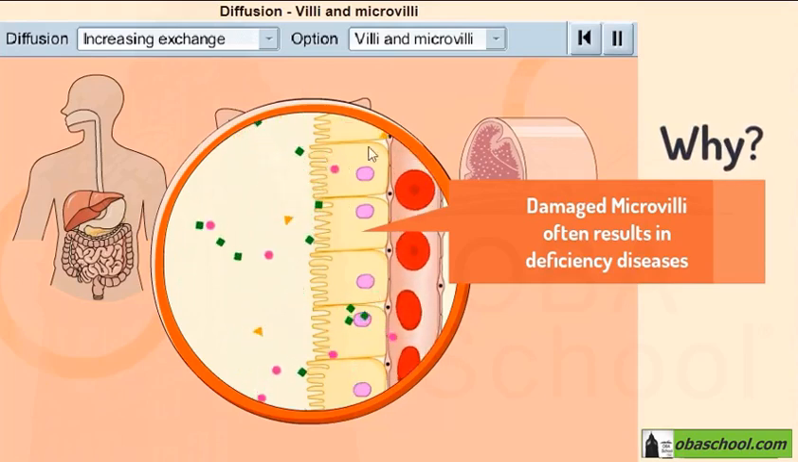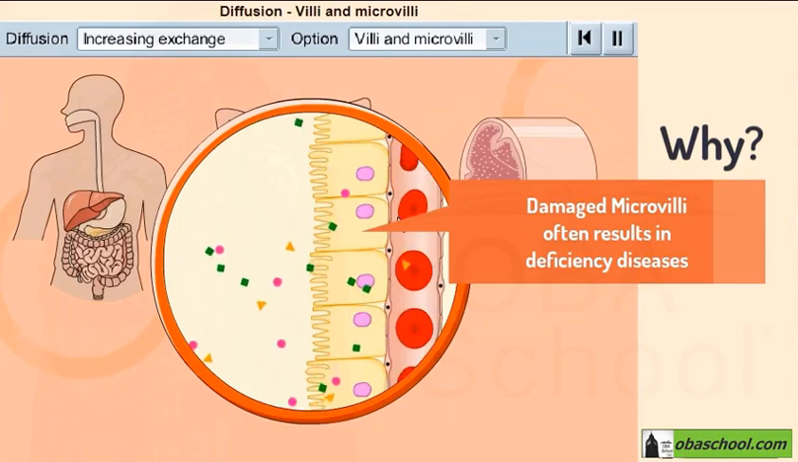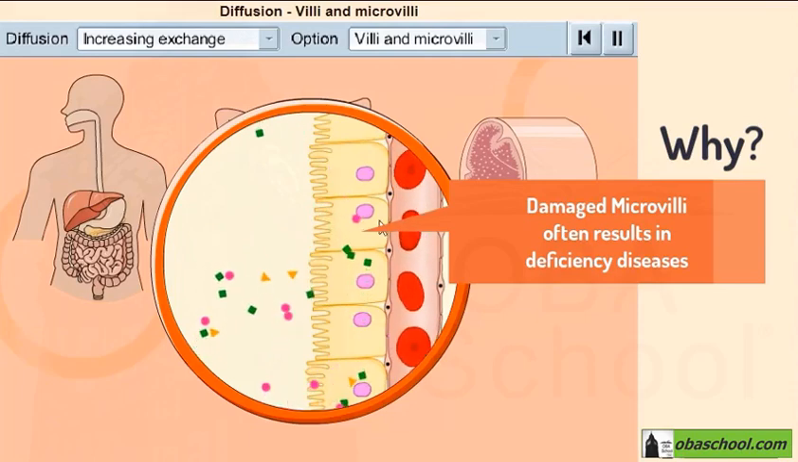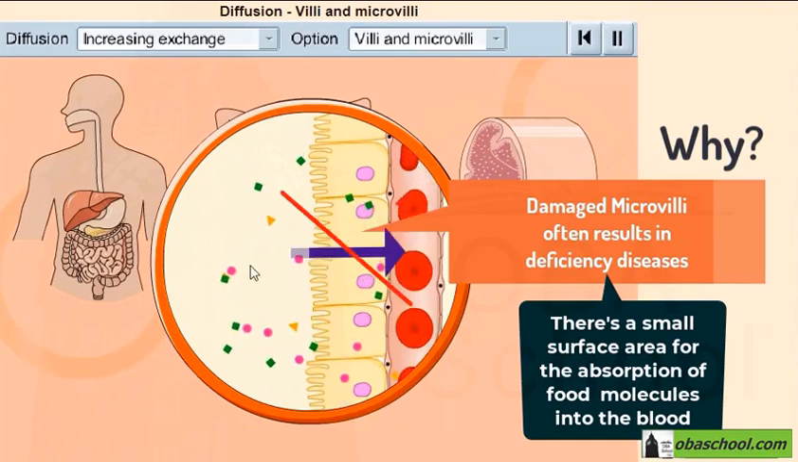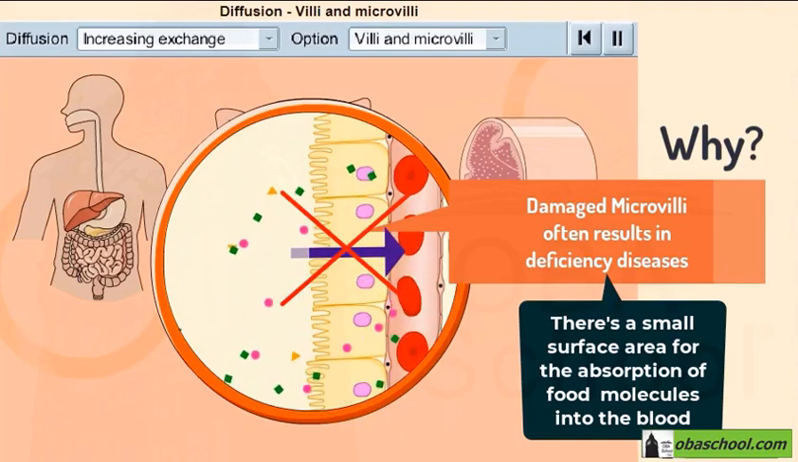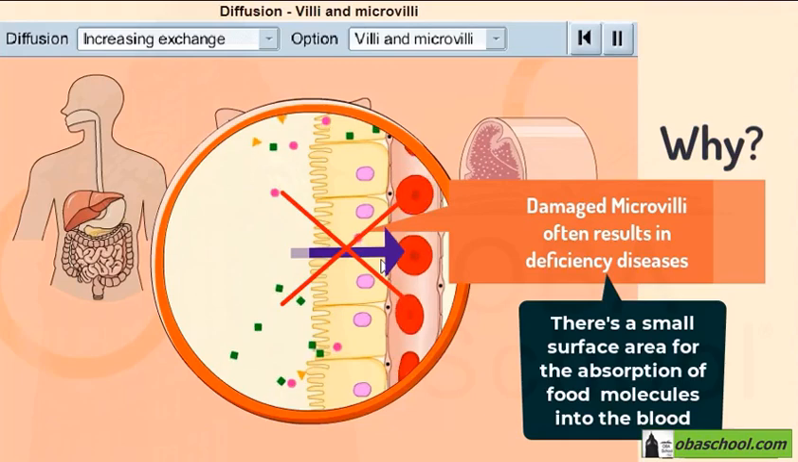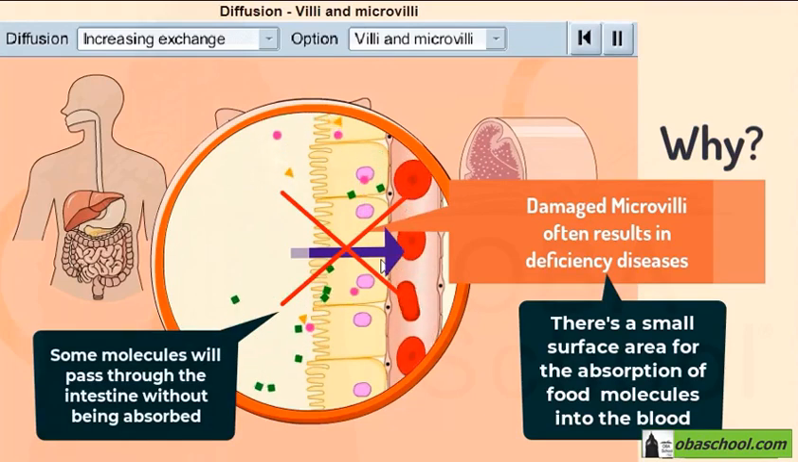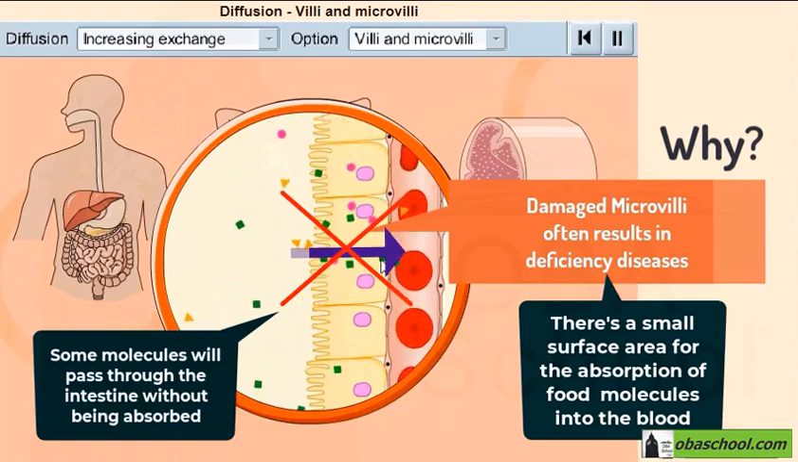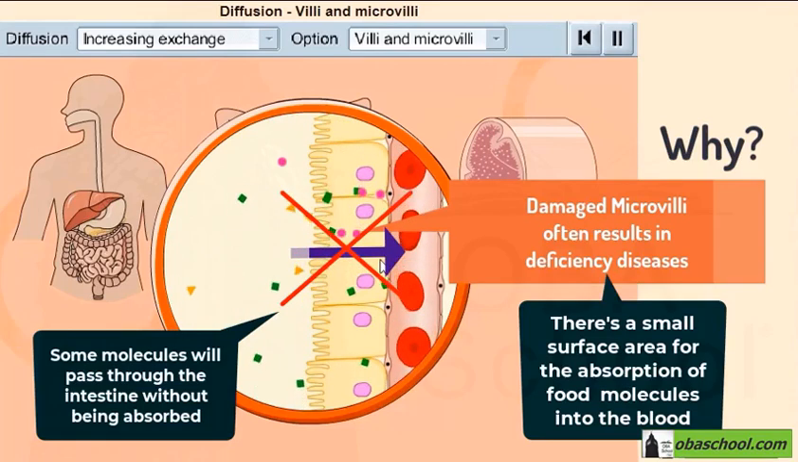Well, actually, if the microvilli are damaged, then there's a small surface area for absorption of food molecules into the blood. Then, some molecules would pass through the intestine without being absorbed and would be excreted out of the body.